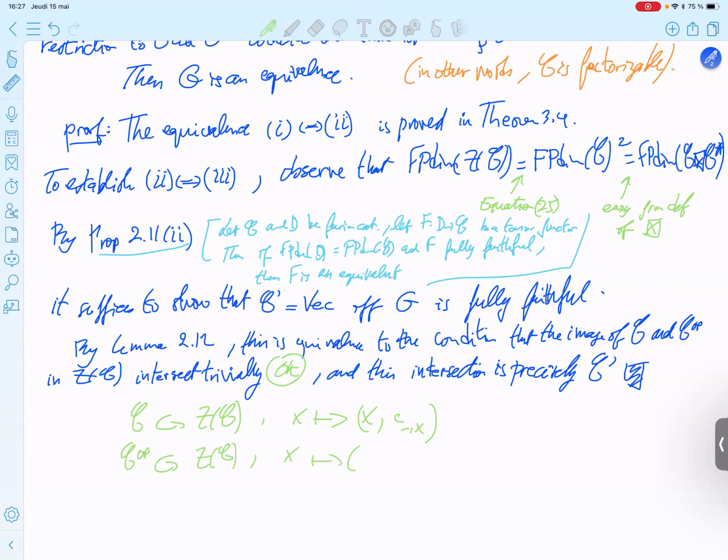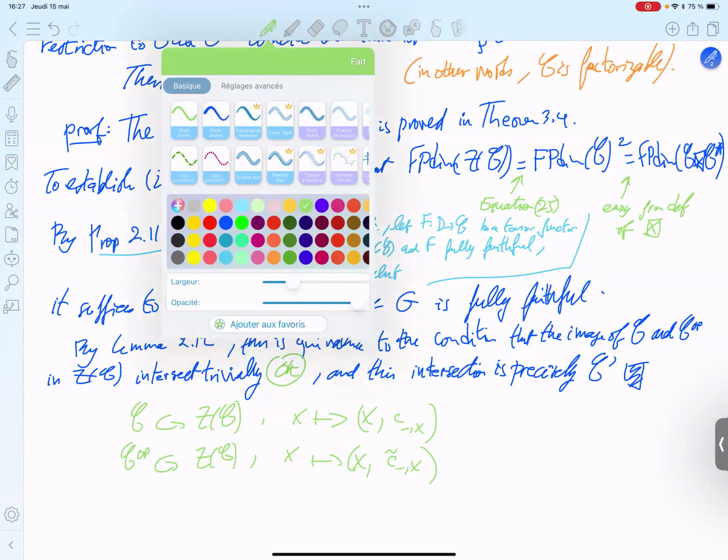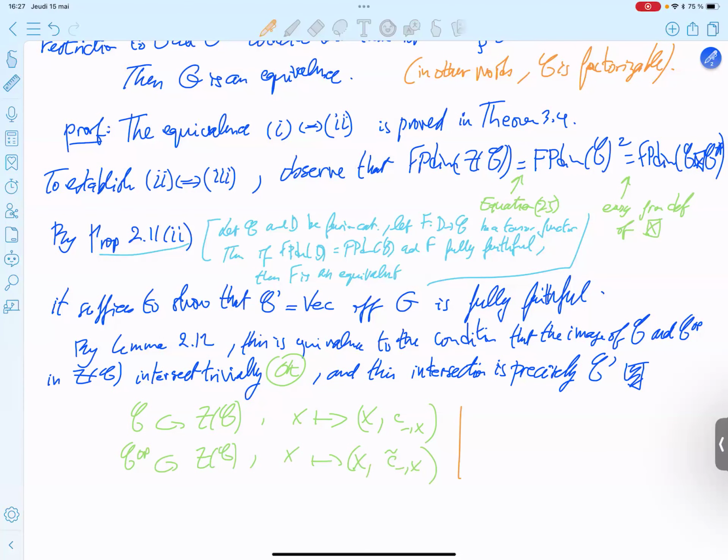X maps to X, and then you take the reverse braiding. Okay. So now, what is the reverse braiding? The reverse braiding is defined as C_{Y,X} inverse. So this is just like that. This is a reverse braiding.